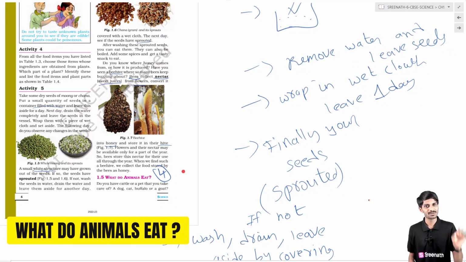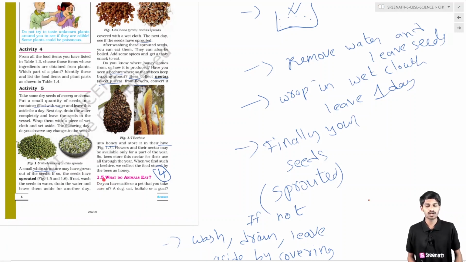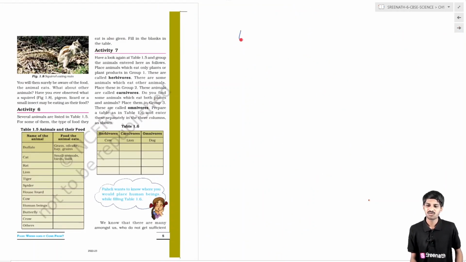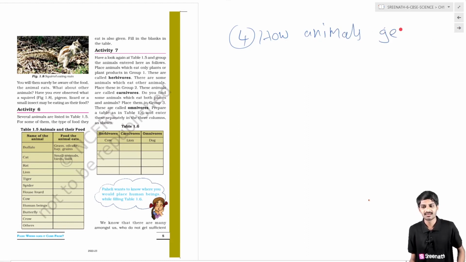And the fourth topic, we have completed 3 topics. The fourth topic, there is a printing mistake in the textbook. It is not 1.5, it is 1.4. The fourth topic is how animals get food, how animals eat food.